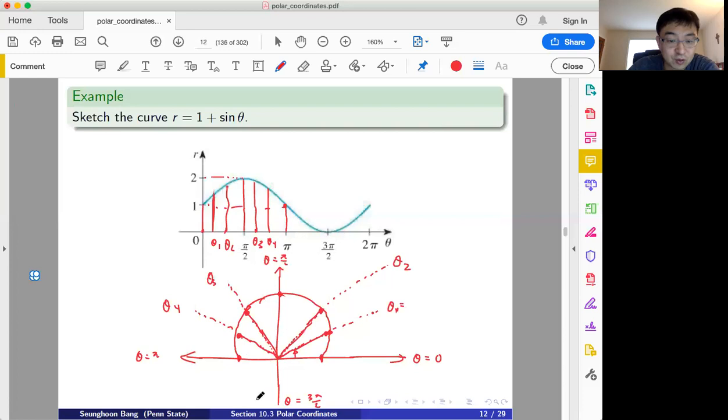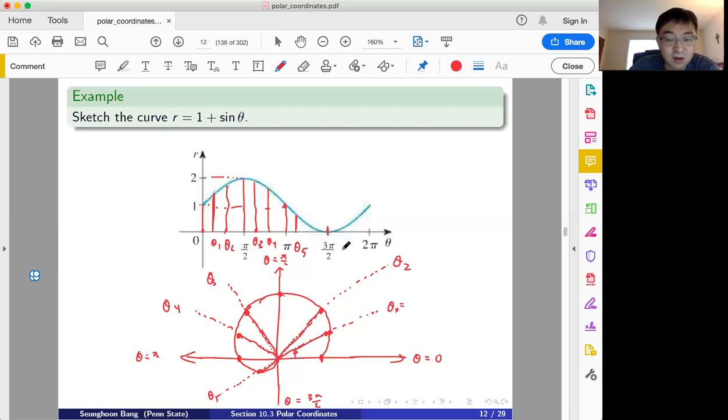From pi to 3 pi over 2, exactly the third quadrant here, the angle is increasing more, like theta 5. The length is less than 1. The angle is theta 5 here, and the length is less than 1. Here the angle is 2 pi, which is 0. You can connect. The graph is like this.